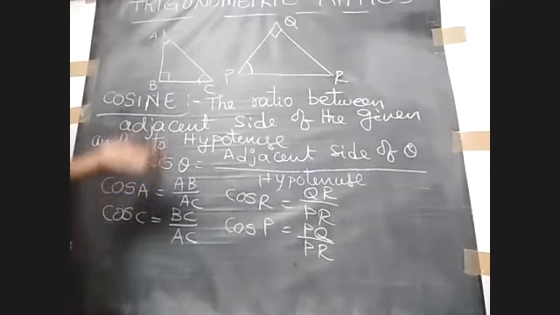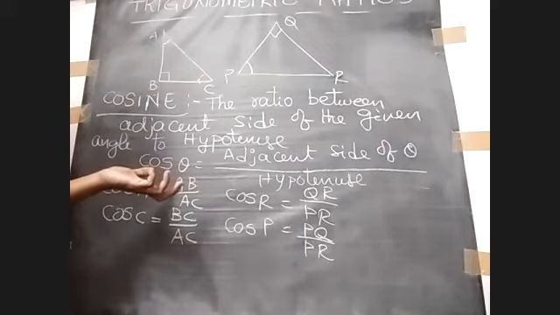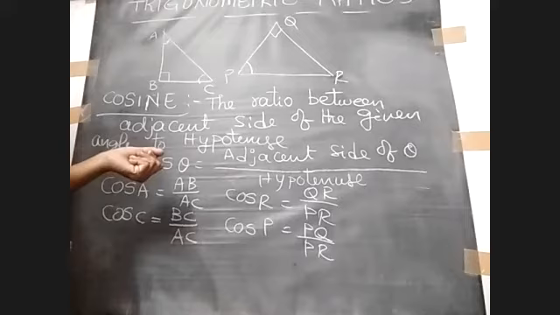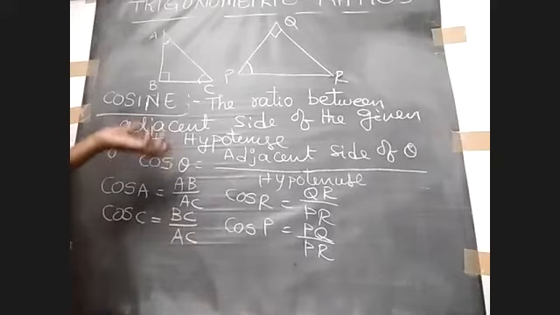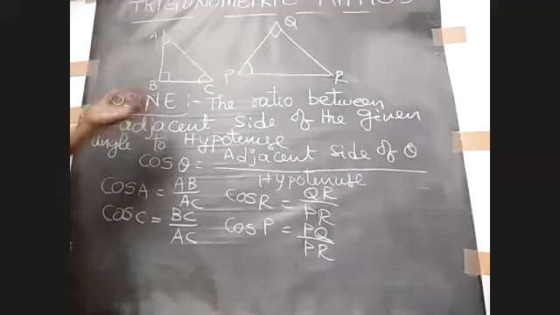Okay, so why have we taken these ratios? Anyone of you? Why have we taken these ratios? Why did they define trigonometric ratios? Could anyone tell me the answer? Only one of you tell me the answer.